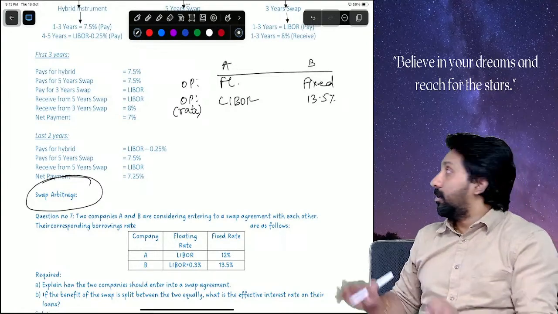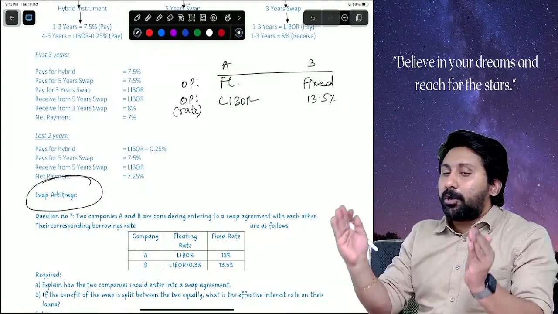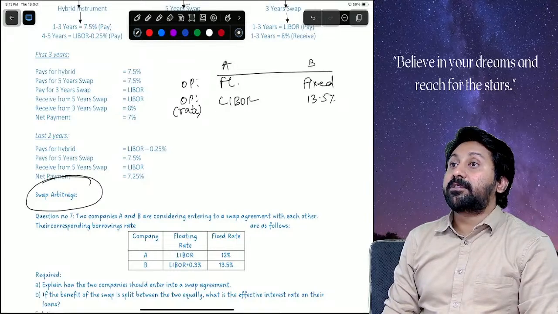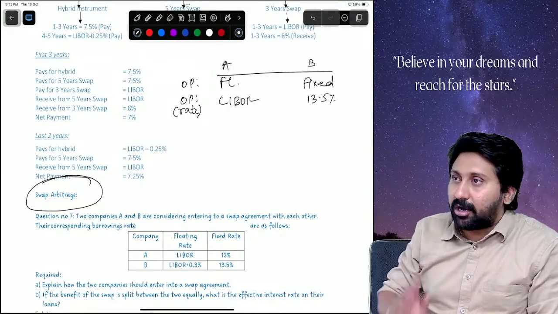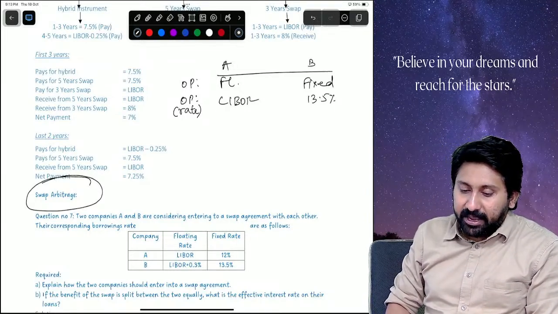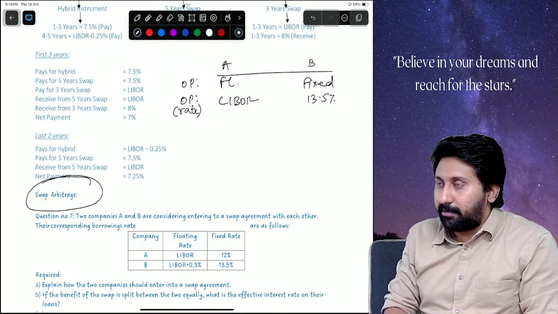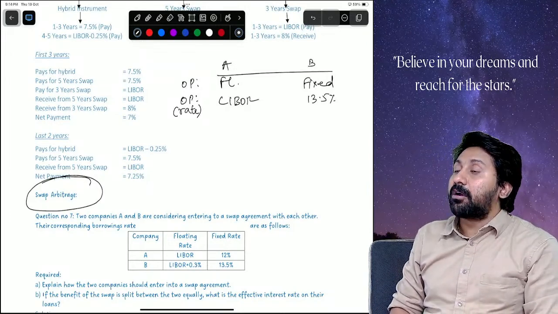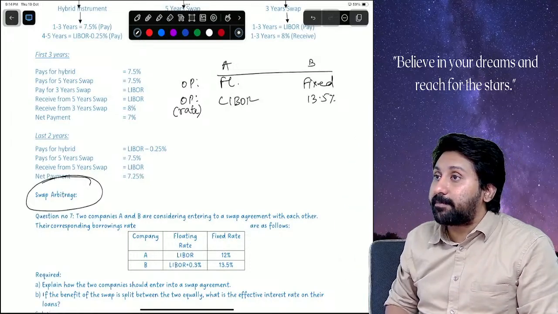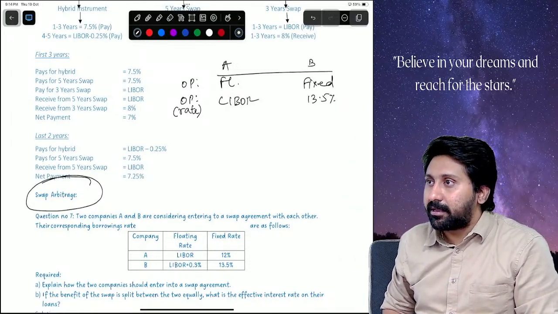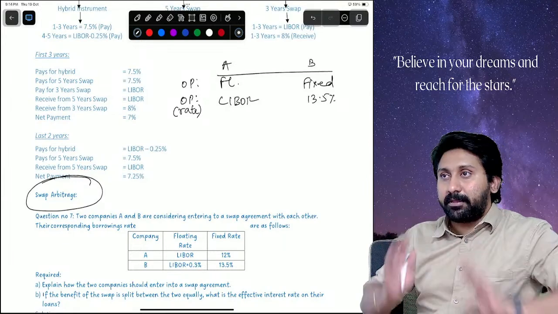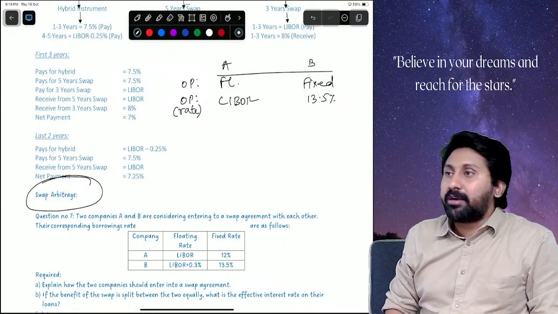13.5. Now listen carefully. Both the firms met. They thought, A thought like this: I am paying how much LIBOR? B thought that I am paying 13.5%, heavy interest I am paying. They wanted to swap. They wanted to what? Swap. What will they swap?